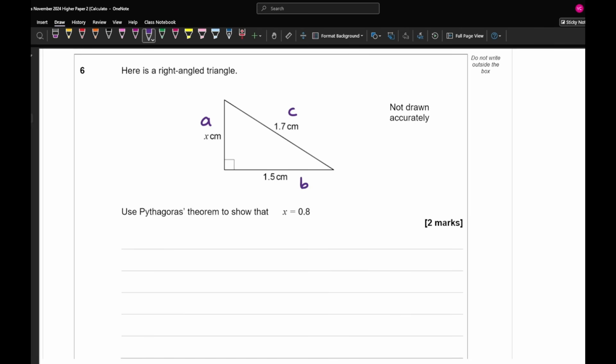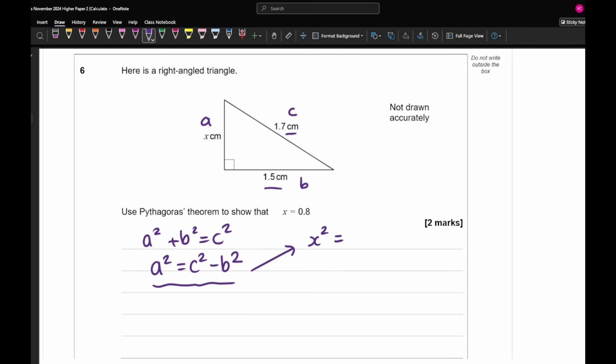Then quoting Pythagoras' theorem, it's a squared plus b squared equals c squared, and doing a bit of rearranging, I get that a squared is equal to c squared minus b squared. So using this information here and substituting the numbers for b and c, what I get is x squared equals 1.7 squared minus 1.5 squared.